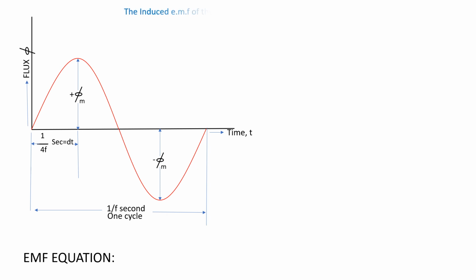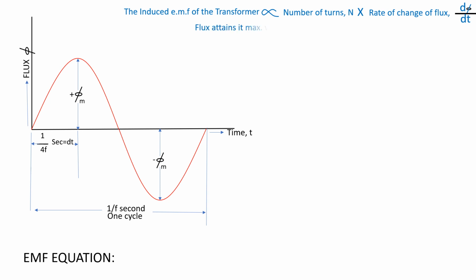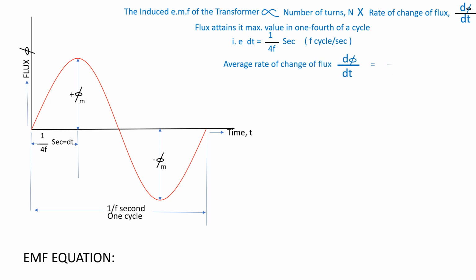We know the induced EMF of the transformer varies as the number of turns N into the rate of change of flux d phi by dt. Flux attains its maximum value from 0 in 1/4 of a cycle, that is dt is equal to 1 by 4f second, f in cycles per second. Therefore, the average rate of change of flux d phi by dt is equal to phi m by 1 by 4f, which is equal to 4f phi m. The average induced EMF E average is equal to N d phi by dt, which is equal to N into 4f phi m.